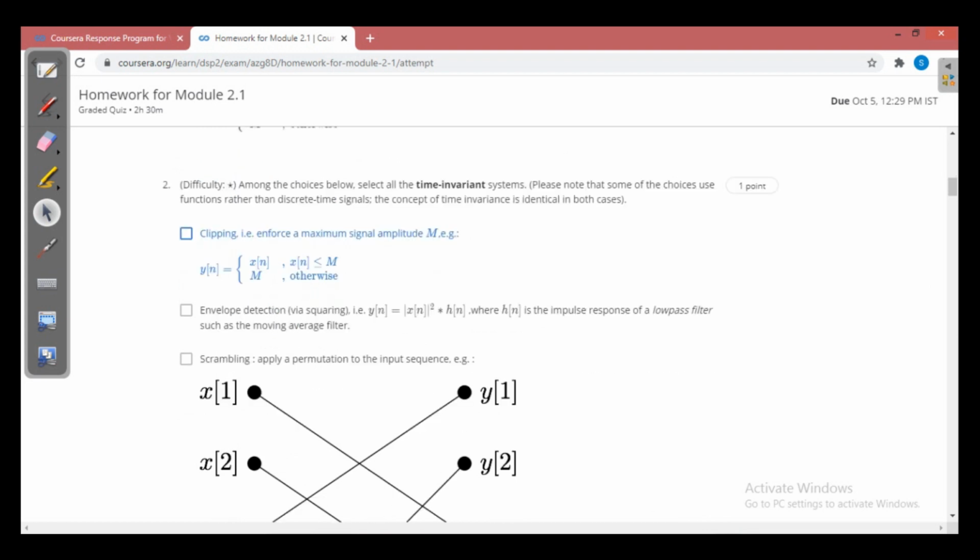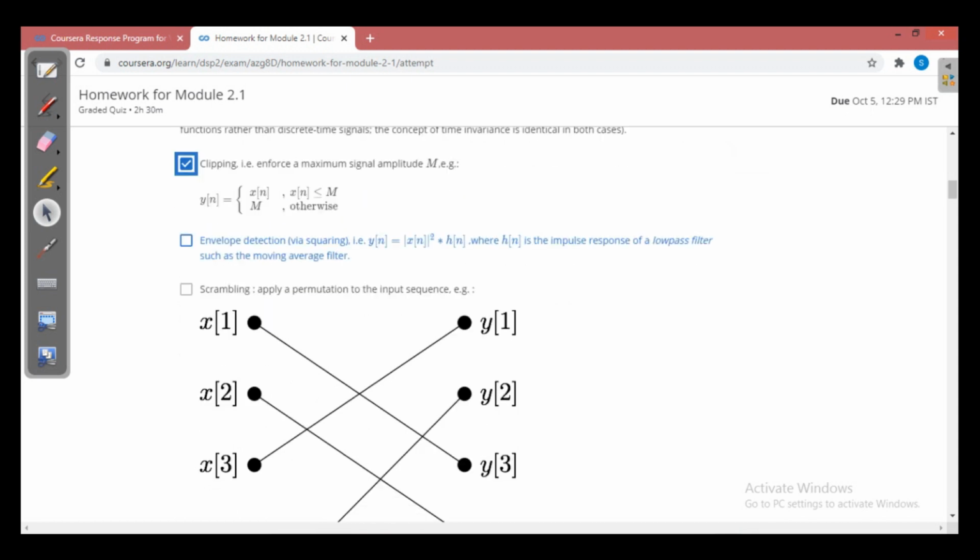Now see, second one, among the choices below, select all the time invariant systems. Okay. Now here also we have the same options. The first one, the clipping. So just now we discussed that the clipping is non-linear but time invariant.